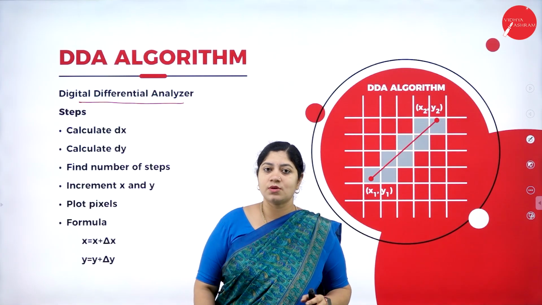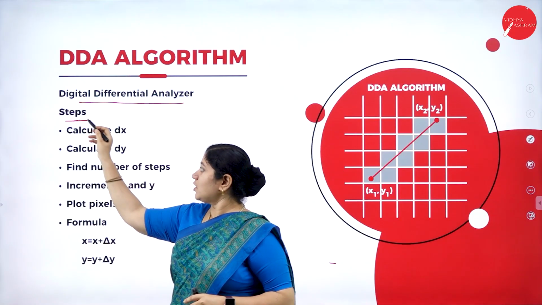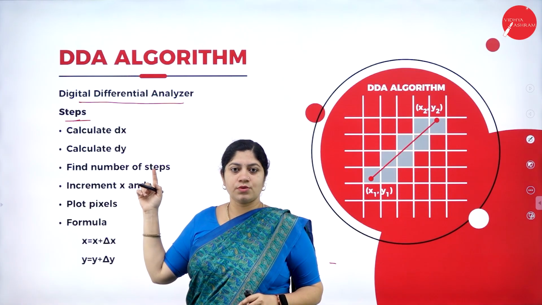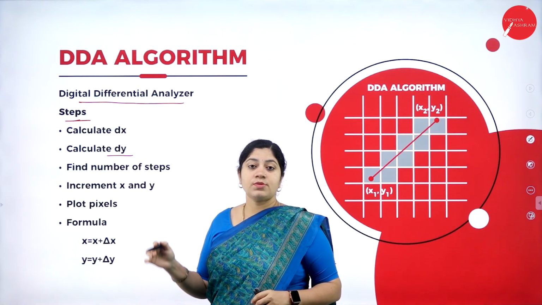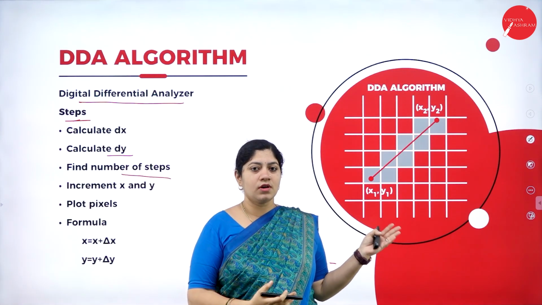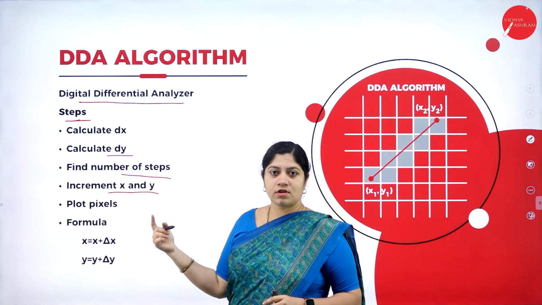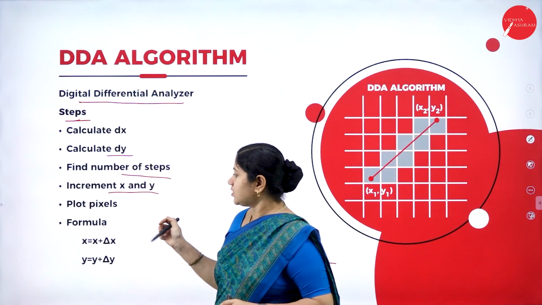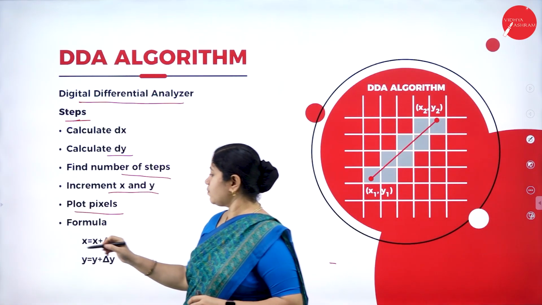Now what are the steps in order to find this line? We have specific steps for that. The first step is to calculate dx. We are calculating the differential value with respect to x. Similarly, we need to calculate the differential value with respect to y. Next, we need to find the total number of steps that are required in order to draw a line. The next step is to increment x and y. As we increment, we get 2 points. So 2 points are sufficient to draw a line, correct? What's the next step? The next step is to plot the pixels. Up next, we have a simple formula.